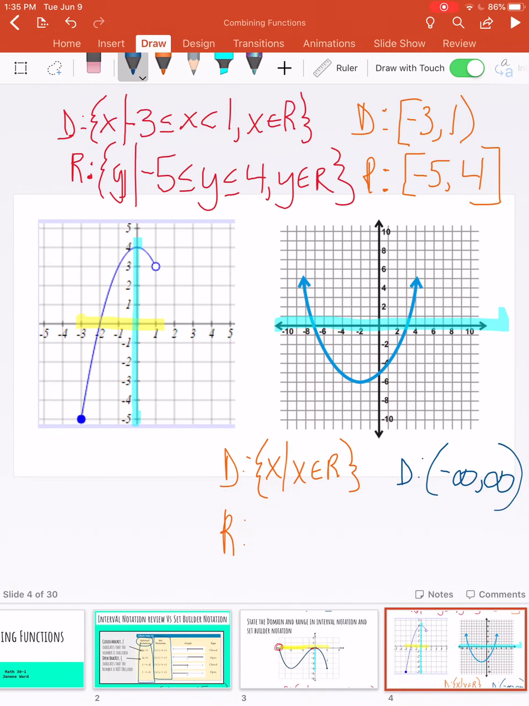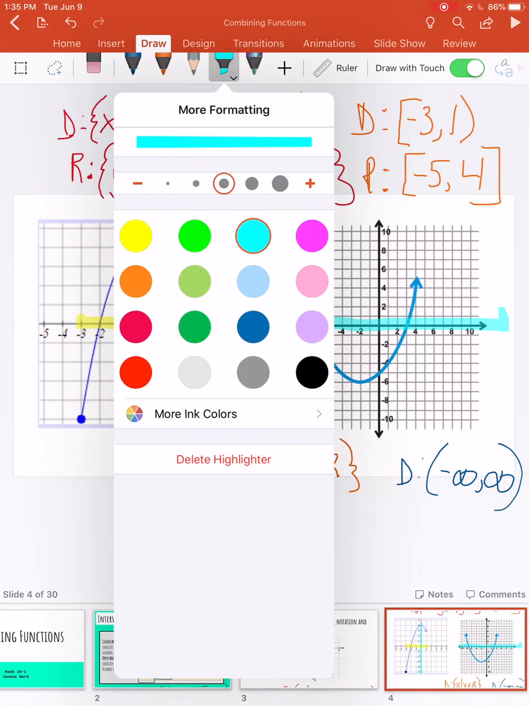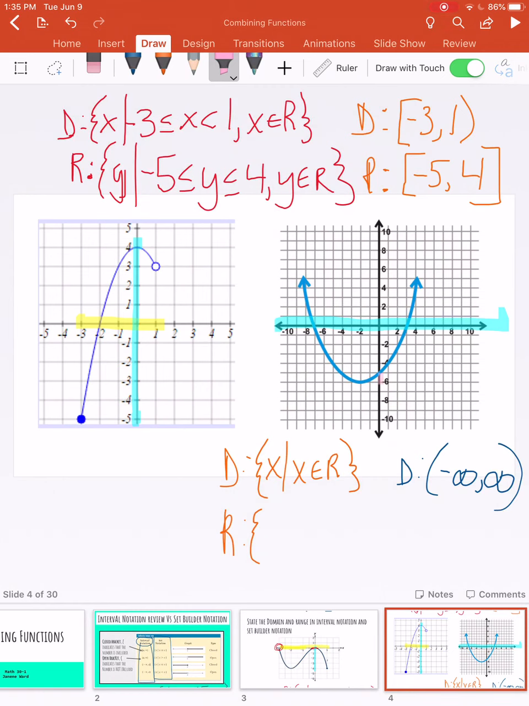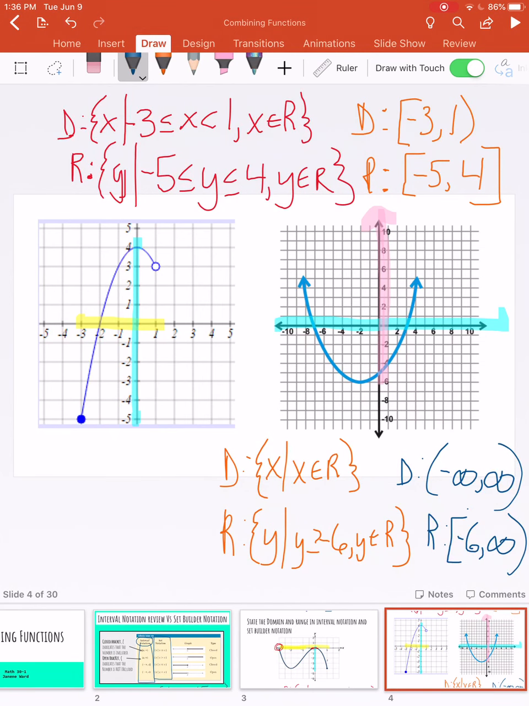Okay, so for my range, now the furthest it goes to the bottom is -6, and then it keeps going up forever on the y-axis. So for all y values, y is greater than or equal to -6, where y is an element of all real numbers. So then my range, if I wanted to write in interval notation, would be, because it includes -6, I'm going to use a closed bracket. It goes towards positive infinity, I'll use a round bracket.